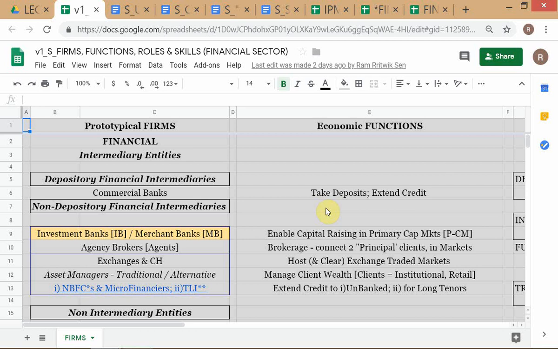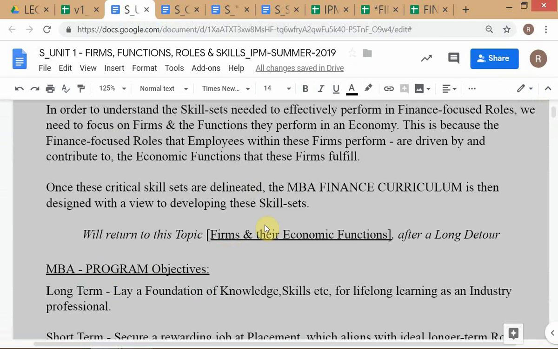And so I've tried to design the program in such a way that you develop the skill sets that you would need to work in any of these types of firms which are performing this kind of function in the economy. Are you following? This is the broad idea. That's why you will find, you can see all the steps here. Since we are going through this, we can go through it a little bit.